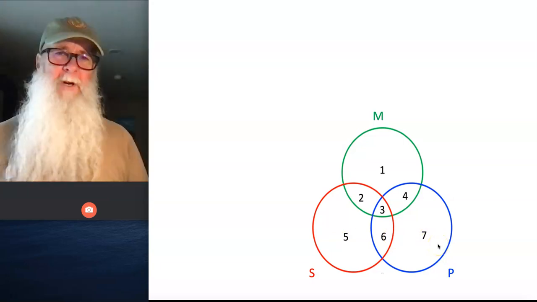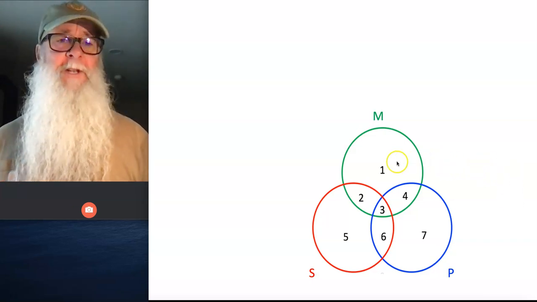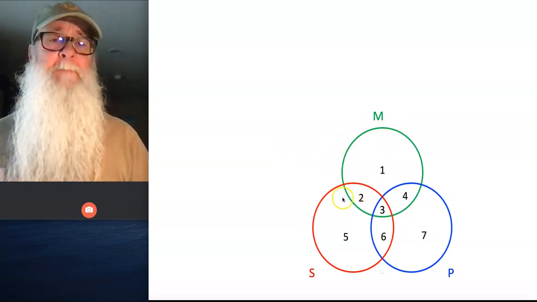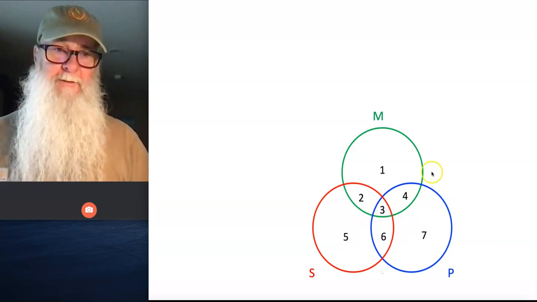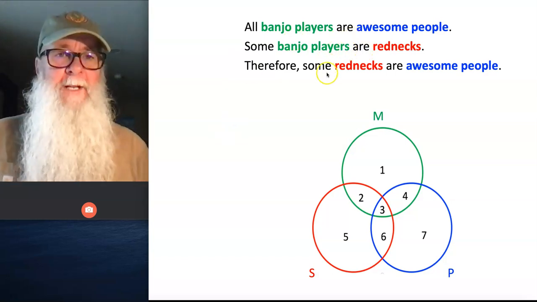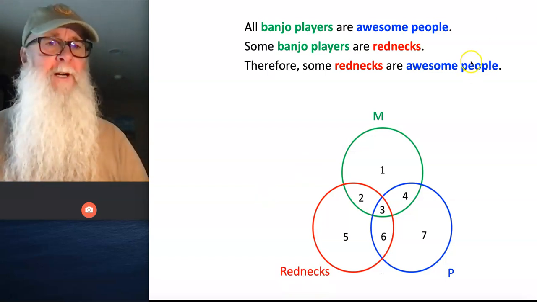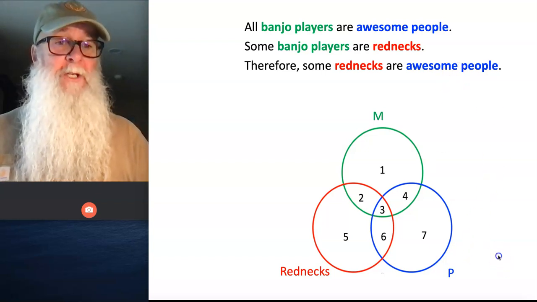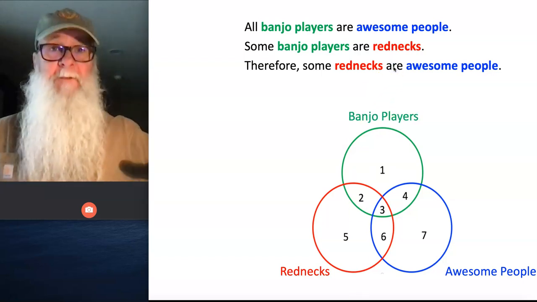The placement of the numbers is arbitrary, but it's going to be easier for us to have consistent, coherent conversations if we're all numbering our Venn diagrams in the same way. We're also going to make sure that we have the middle term circle above the subject and predicate term circles. Okay, so it's going to be on top of, and this kind of makes intuitive sense, right? Because here we have the minor term of our argument, rednecks, on the lower left. We have our major term of the argument, awesome people, the predicate of the conclusion, on the lower right. And we have our middle term, banjo players, kind of up on top of both of those.